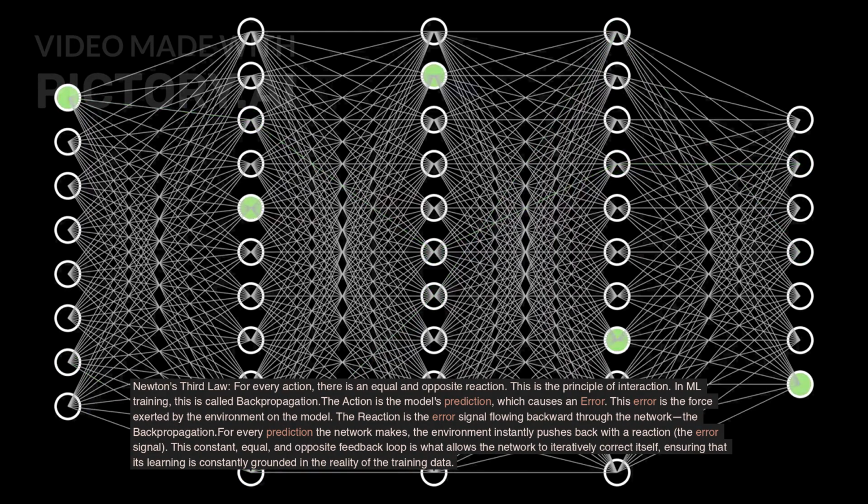In backpropagation, for every prediction the network makes, the environment instantly pushes back with a reaction, the error signal. This constant, equal, and opposite feedback loop is what allows the network to iteratively correct itself, ensuring that its learning is constantly grounded in the reality of the training data.